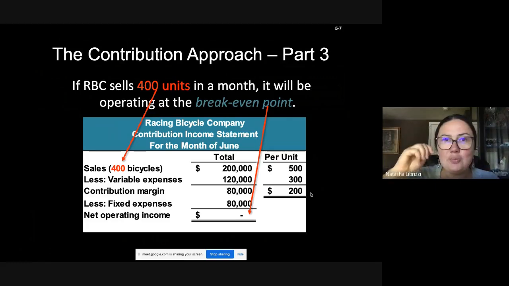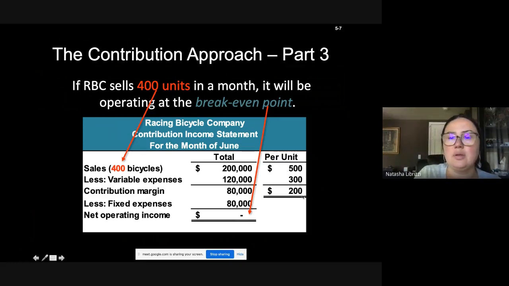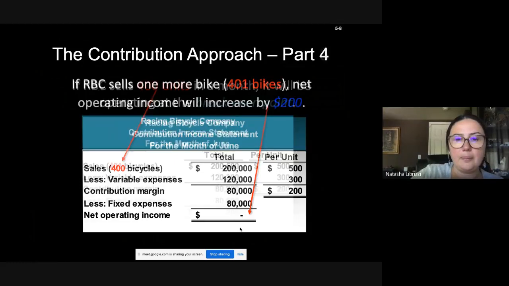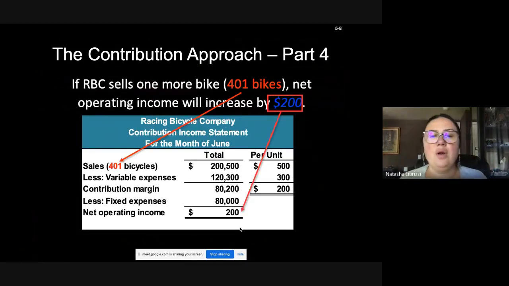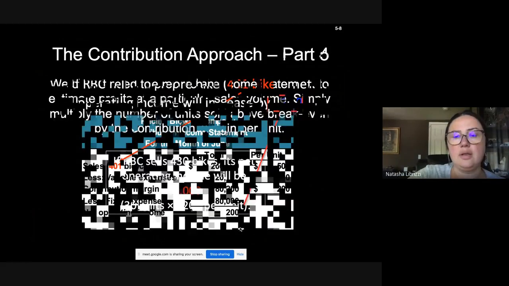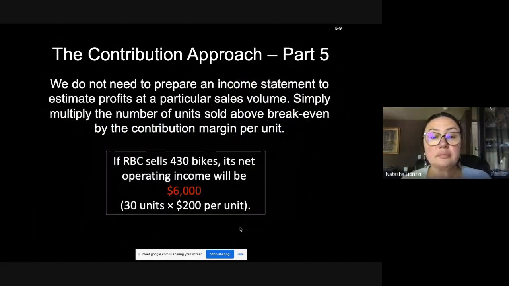With each bike we sell, 2 bikes, we have 400, 3 bikes, we have 600. So our income is going up once we break even, exactly by the amount of contribution margin. So the 401st bike will generate that $200 income. So let's take a look at what we can do with that information.